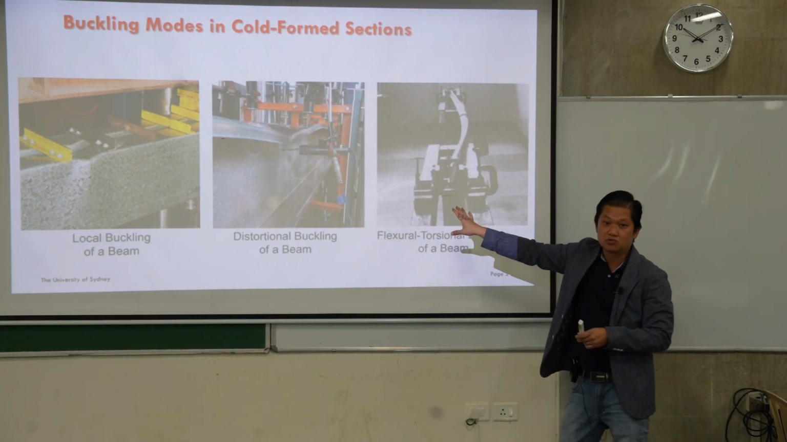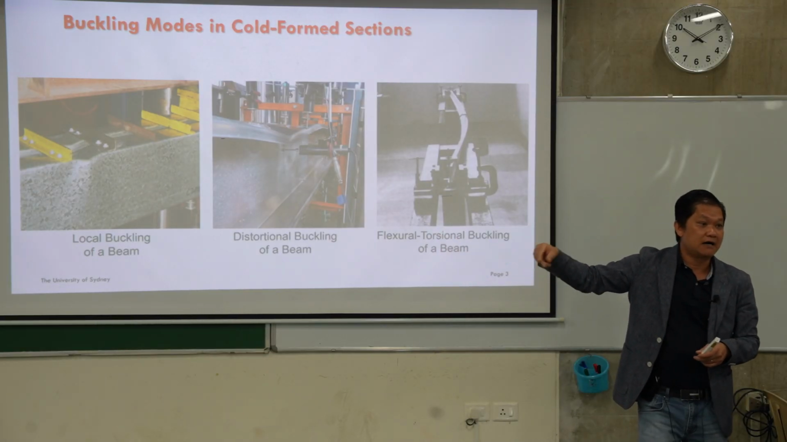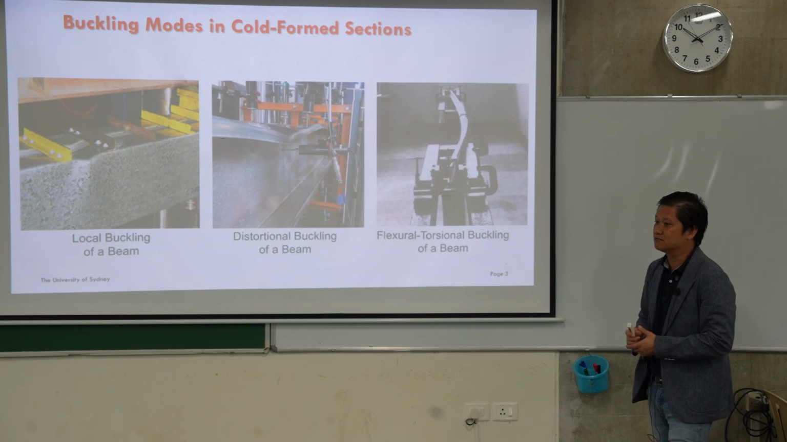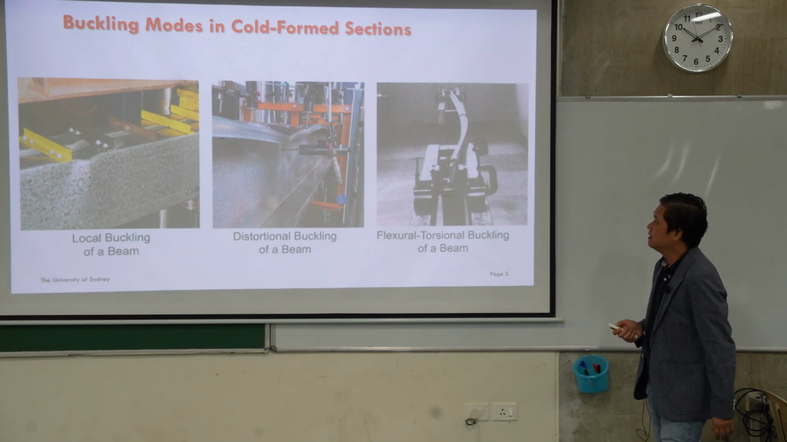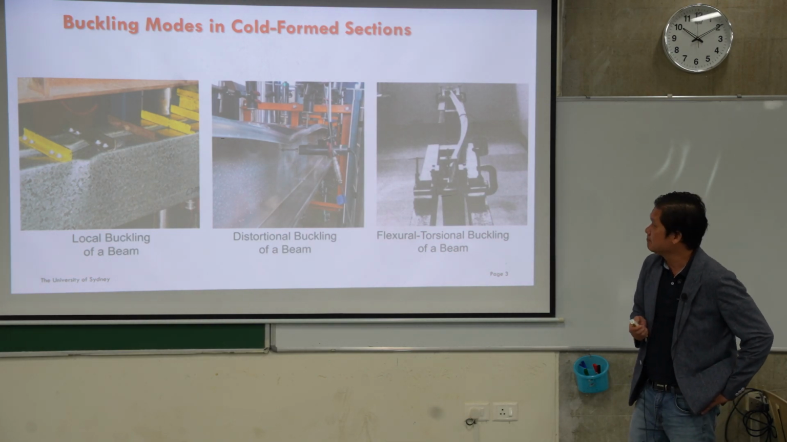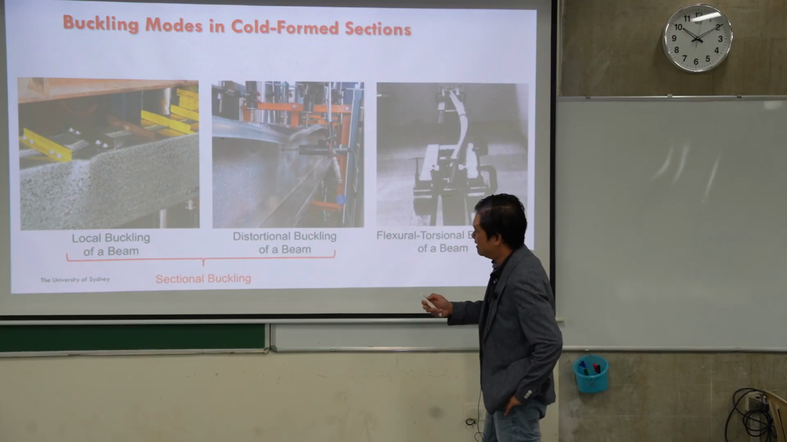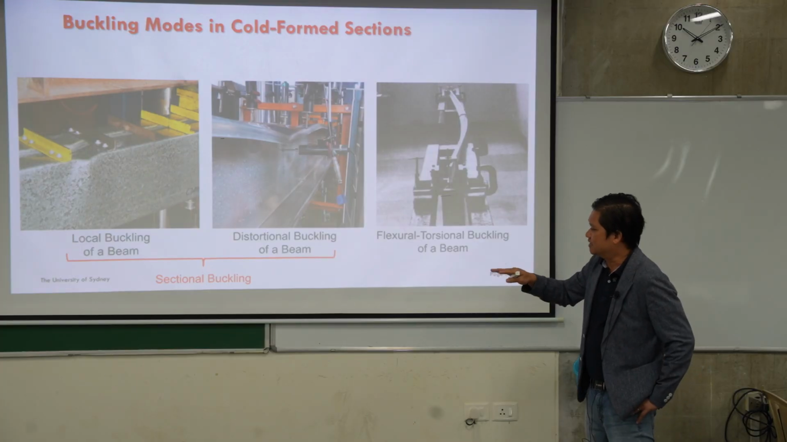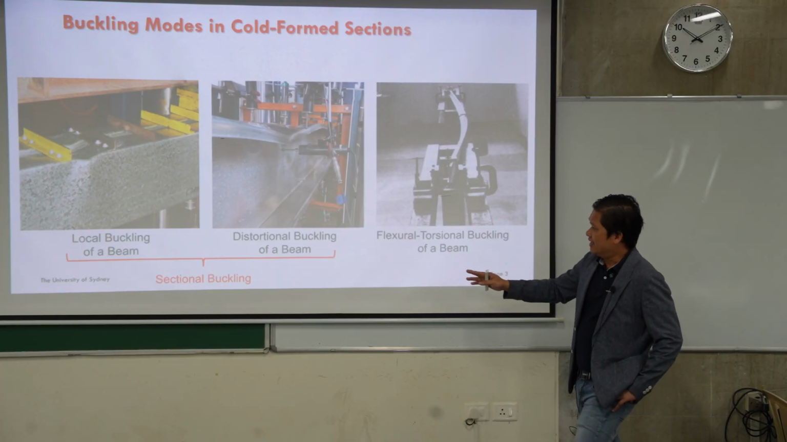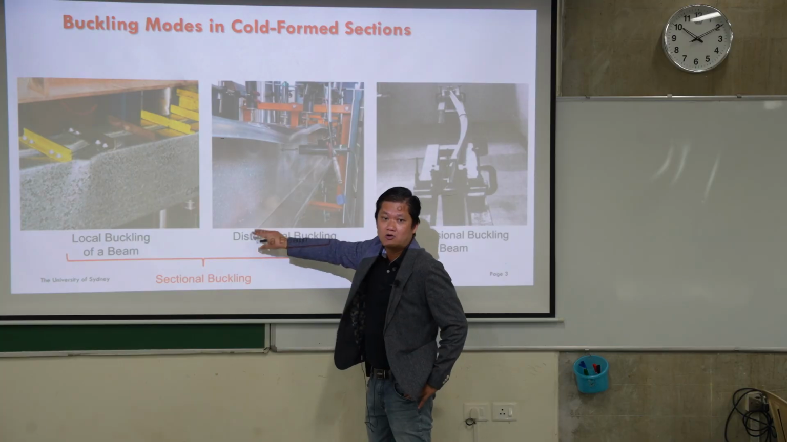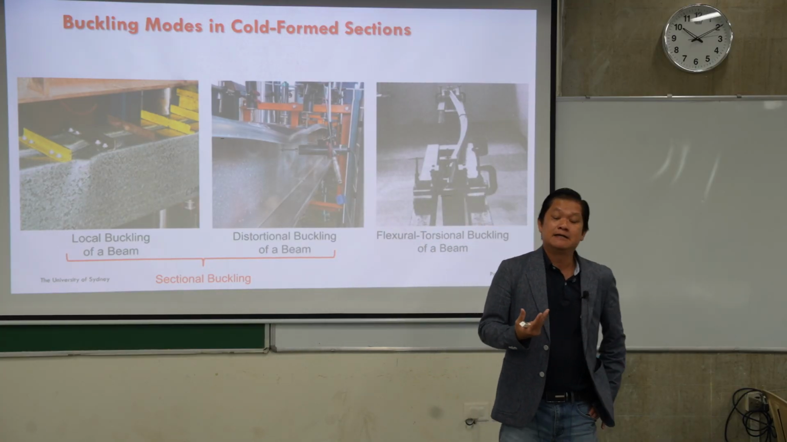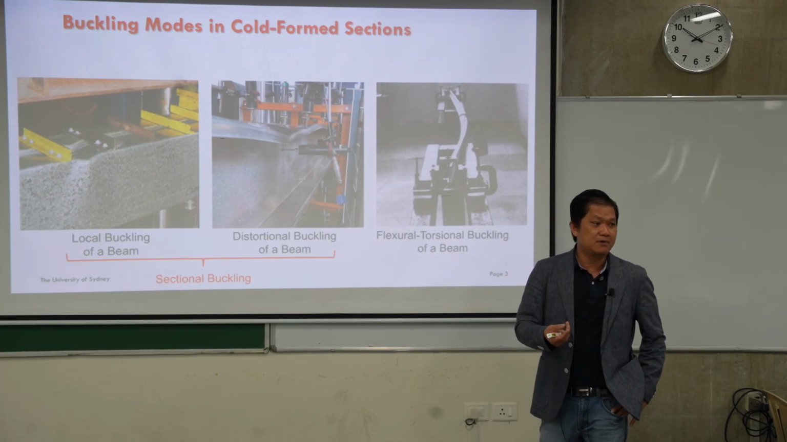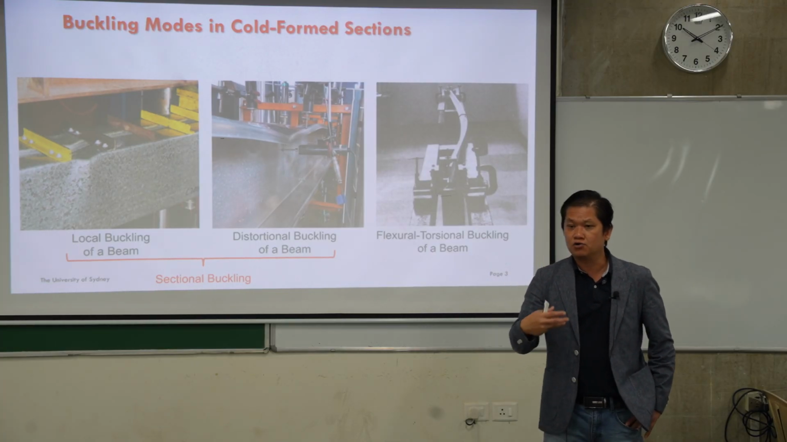And this is flexural-torsional buckling. That is the traditional failure mode of member capacity that we all learn from, not just in cold formed steel but in any other type of structural stability. All right, so in general, because the section is thin, it's easy to buckle in section capacity.